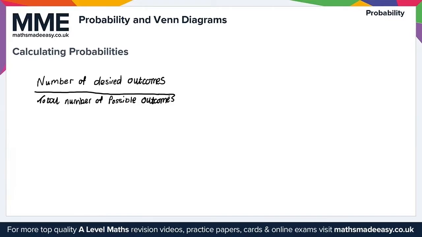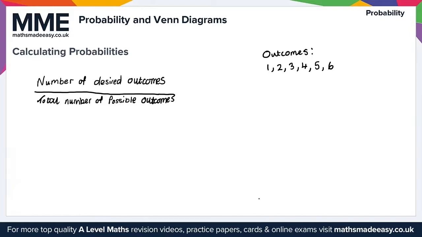Now, for example, what is the probability of obtaining an even number when rolling a fair six-sided die? The possible outcomes here are 1, 2, 3, 4, 5 and 6. But the only even numbers there are 2, 4 and 6. So the possible outcomes, if we just note this here, are 1, 2, 3, 4, 5 and 6.